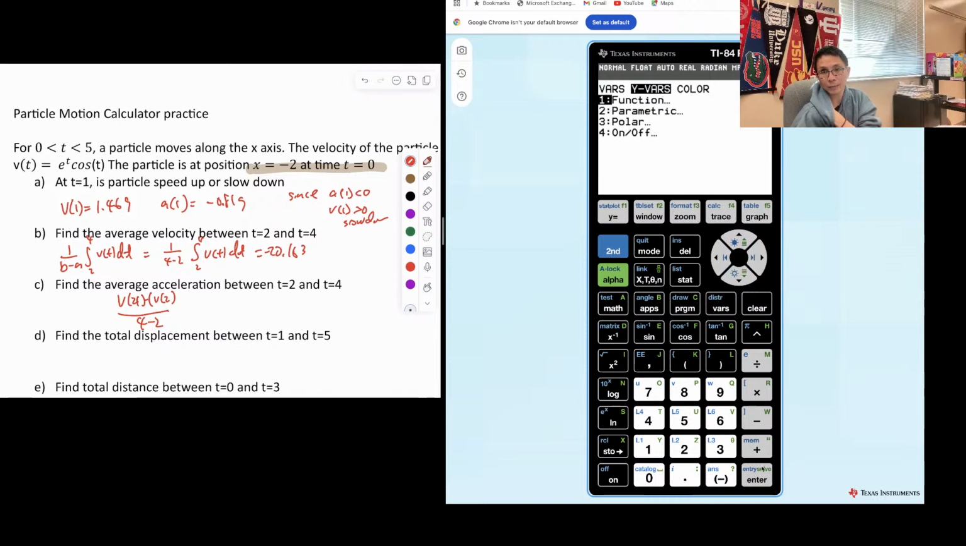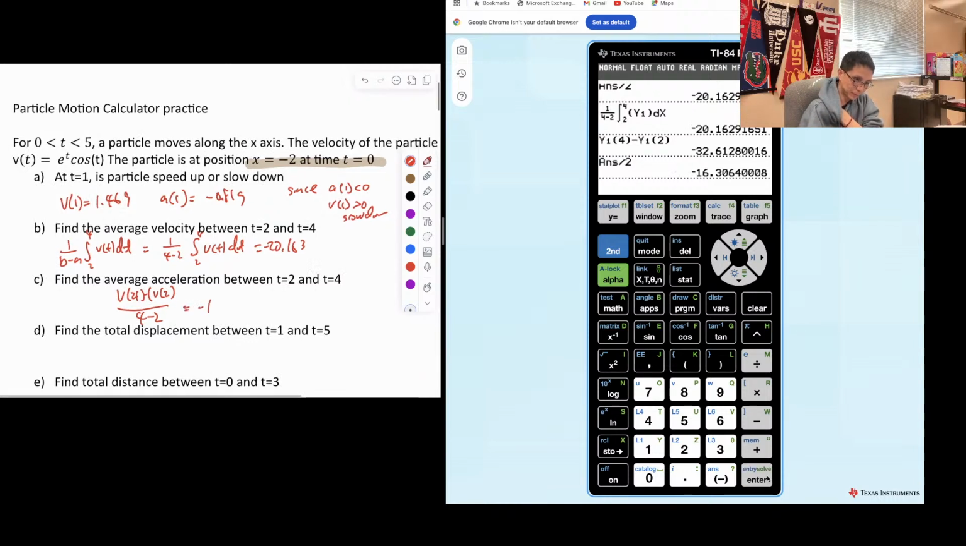So that's going to be VARS, Y1, and then 4. Wait, it's 4, right? Minus VARS, Y1, function, 2. Insert, minus, and 2. And then I'll divide by 2 at the end, so it'd be negative 16.306. Everybody understand what's going on?